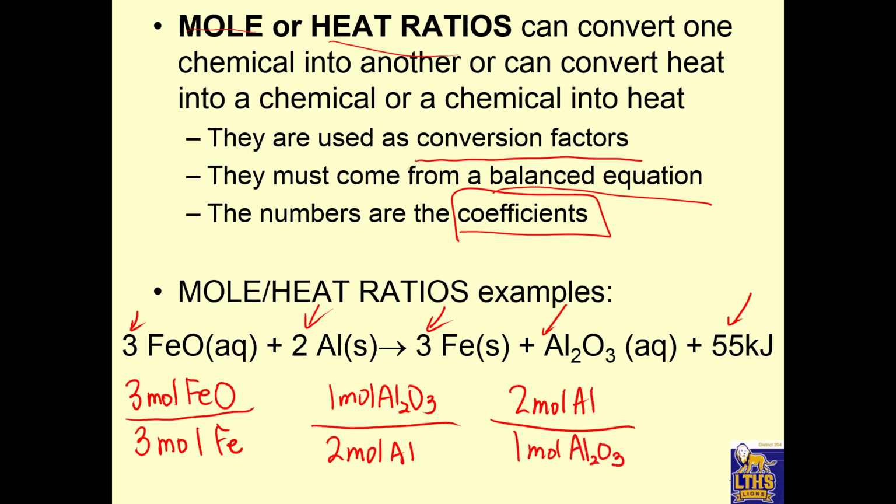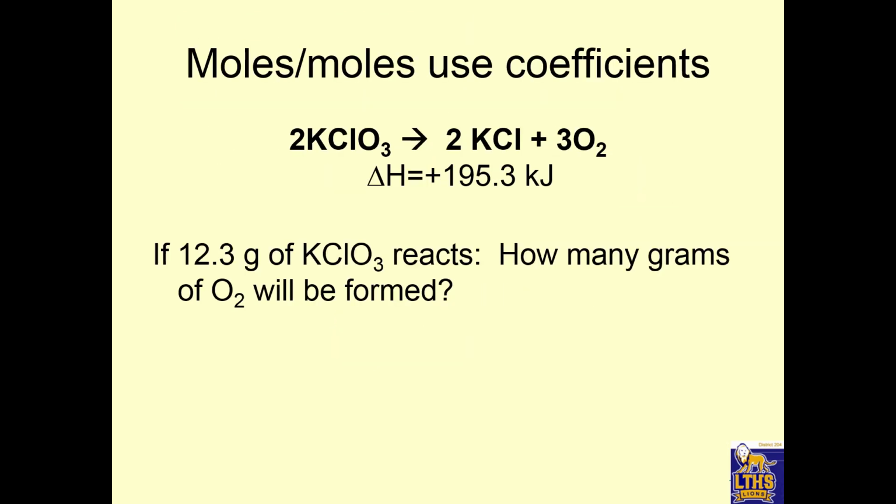I sure can, right? Can I say 3 moles of iron 2 oxide for every 55 kilojoules of heat? I sure can. Or I could flip all of these. So mole ratios and heat ratios are the coefficients or the heat in a balanced equation used as a conversion factor. And so here we go. We have a balanced equation with some heat. This heat says positive 195.3.